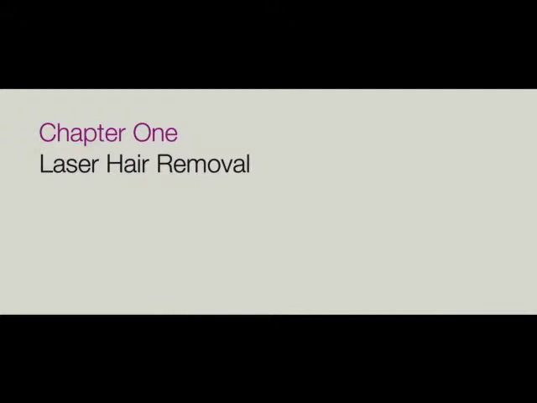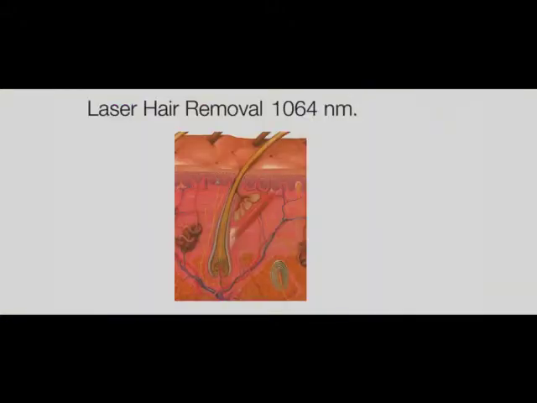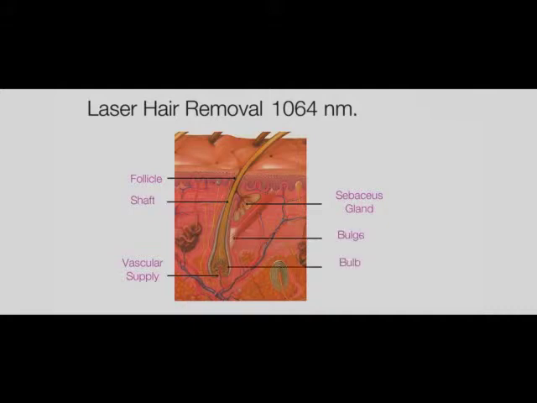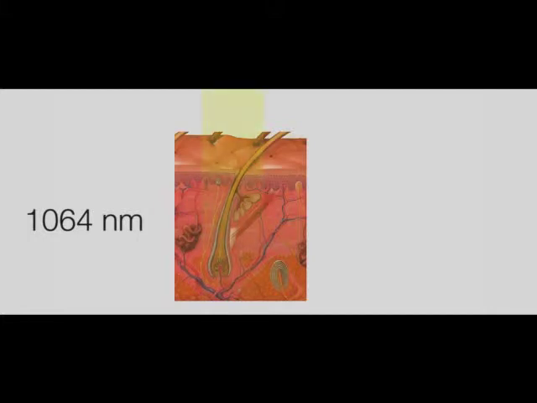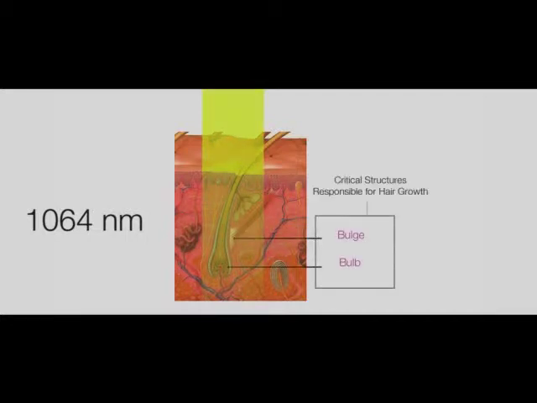Chapter 1. Laser Hair Removal. The 1064 nanometer wavelengths are excellent choices for laser hair removal. The 1064 nanometer wavelength has a mild affinity for melanin, making it a safer choice for darker skin types, and a strong affinity for the nutrient vessel supply.